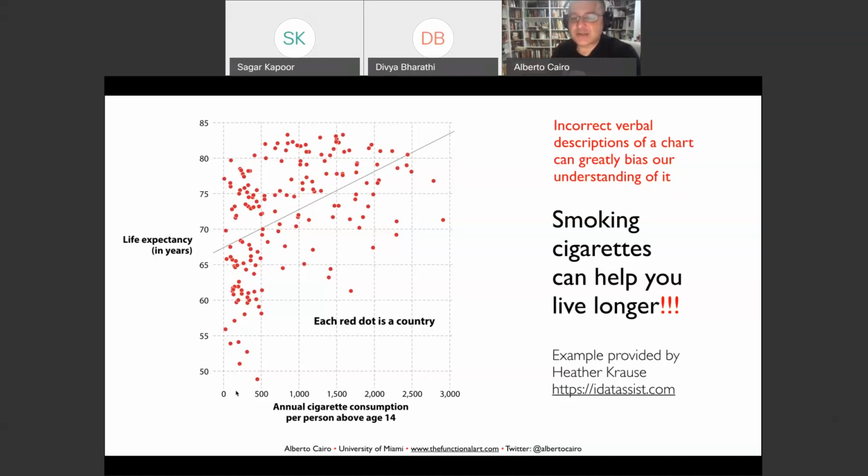It shows you the association between annual cigarette consumption per person, which is the position on the horizontal axis, and life expectancy in years, which is the position on the vertical axis, right? So as you can see, the higher the cigarette consumption is, the higher the life expectancy in years. Now, many of you are probably thinking, well, this is a great example of correlation is not causation, right?